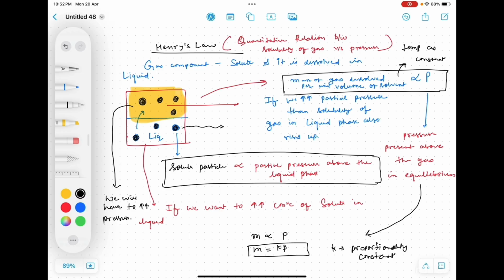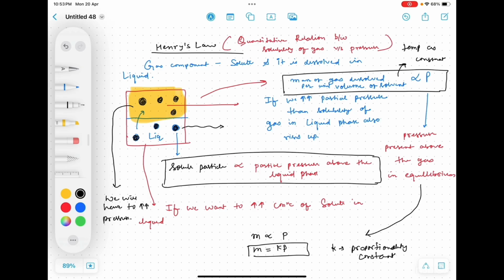So this is basic, and the detail as much as possible is what one should know. Henry's law is basically about a quantitative relationship of the solubility of gas in liquid, and how it is related to the pressure which is present above the liquid phase.